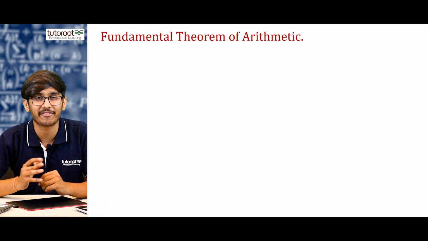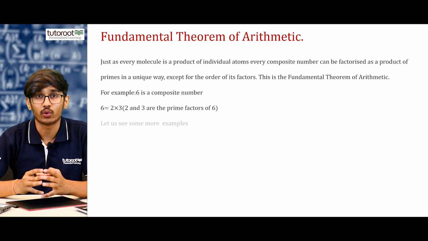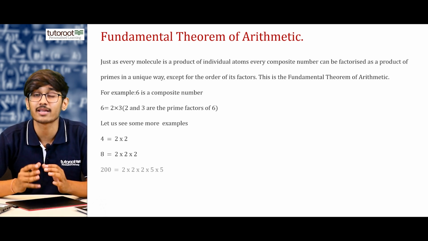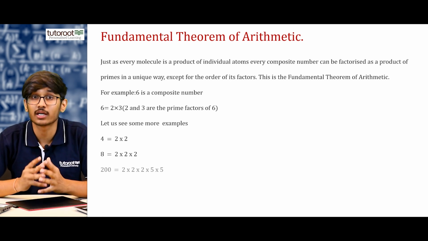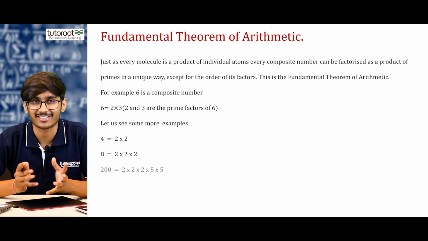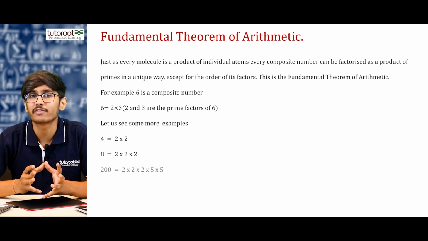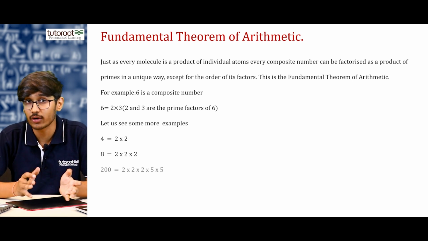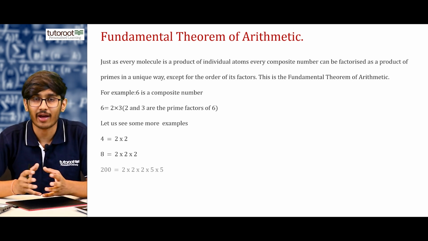Now let's look at FTA. Just as every molecule is a product of individual atoms, every composite number can be factorized as the product of primes in a unique way, except for the order of its factors. This is the Fundamental Theorem of Arithmetic. Now for example, we have discussed 6 is a composite number. It can be written as 2 into 3. 2 and 3 are prime factors of 6.